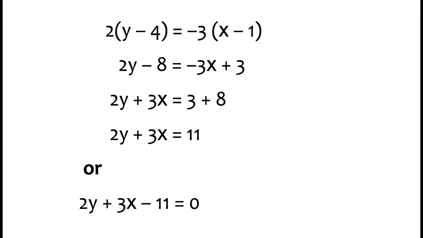Multiplying through by clearing the bracket, we'll be having 2 times y is 2y. 2 times minus 4 will have minus 8, giving us minus 3 times x is minus 3x. And then minus 3 times minus 1, giving us plus 3, because minus times minus is plus.